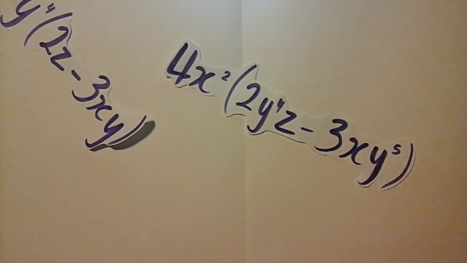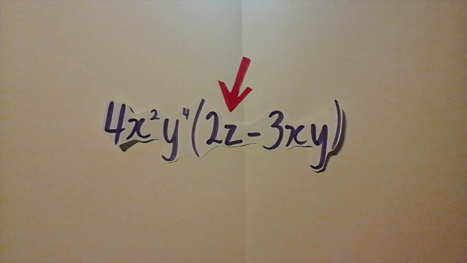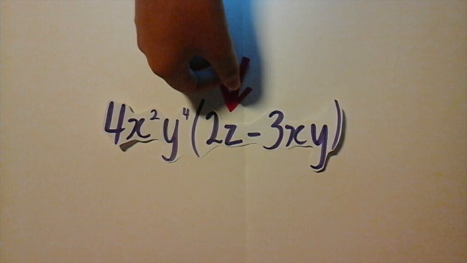We will do the same for y. Next, we have z left in the equation, but we only have one z. Therefore, we just leave it alone.